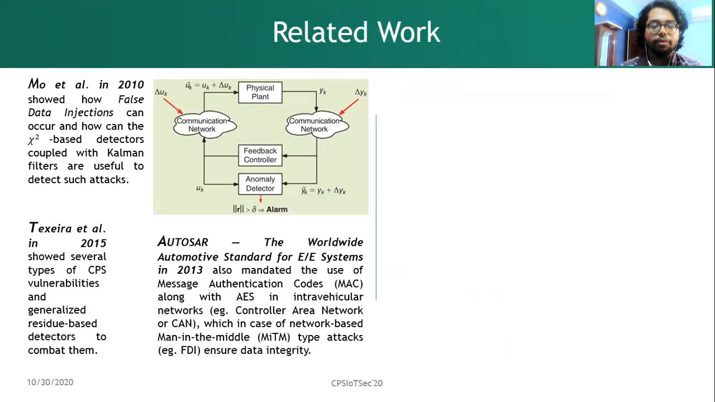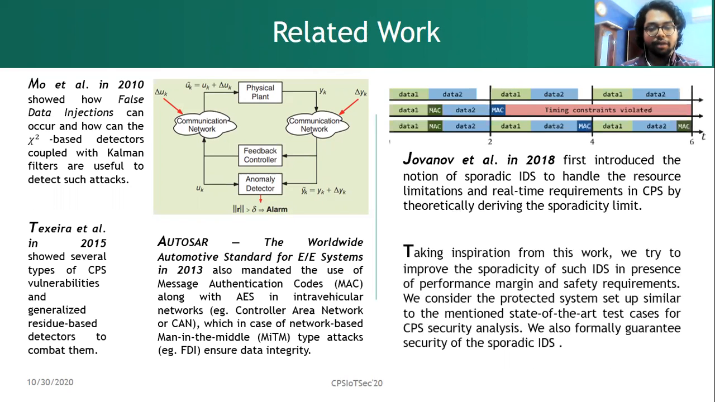Now, Mo and Sinopoli have shown how vulnerable a threshold-based detector can be. That is why many global standards suggest cryptographic primitives. Now, the work we take inspiration from is by Ivanov and his associates. They first introduced the term sporadic IDS and calculated a tolerable range of IDS execution relaxation. We try to increase that sporadicity using our formal methodology and verify a higher level of security of the system.